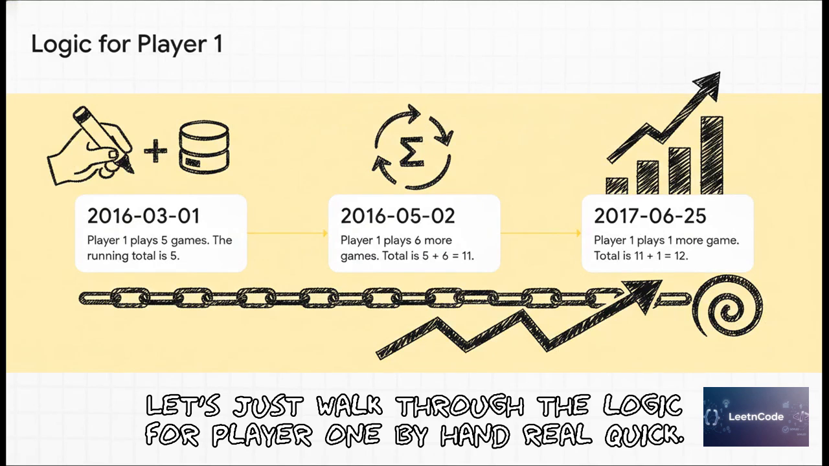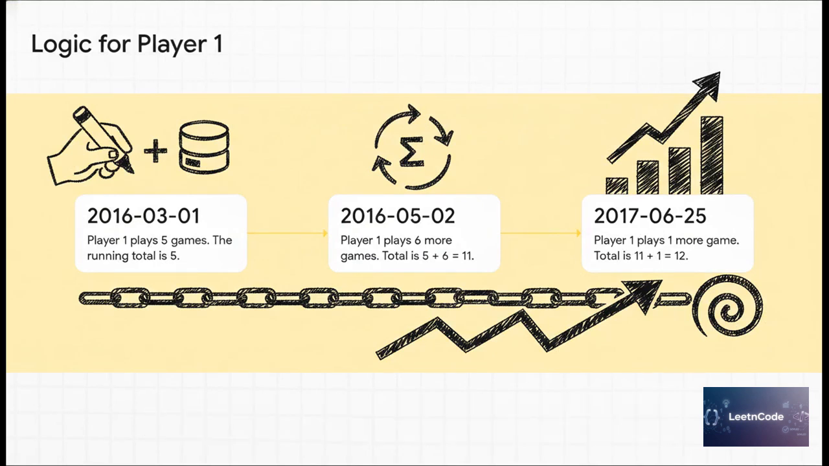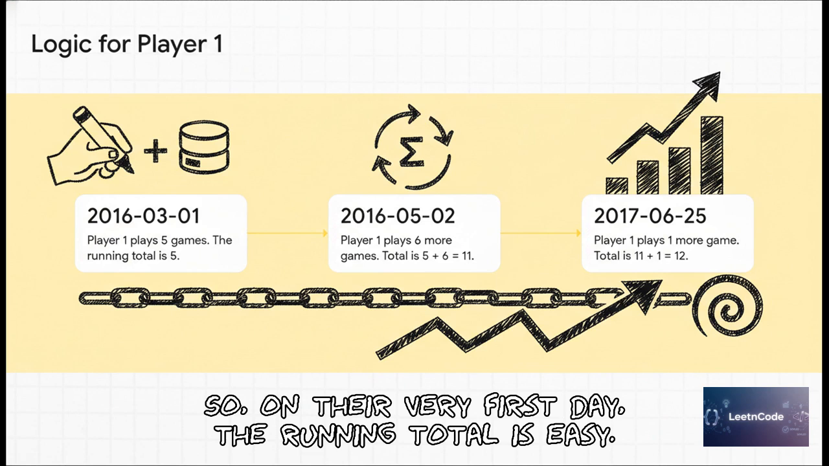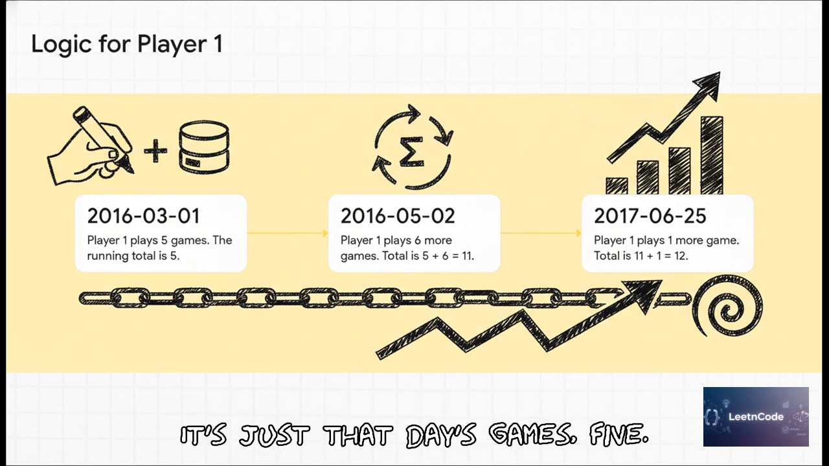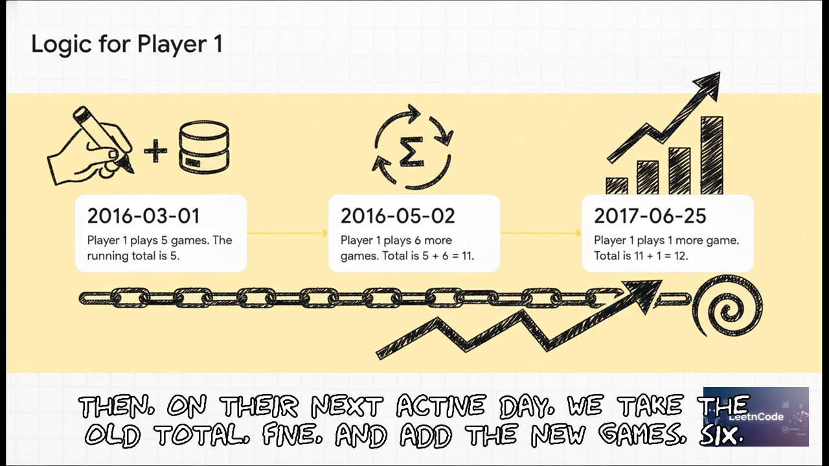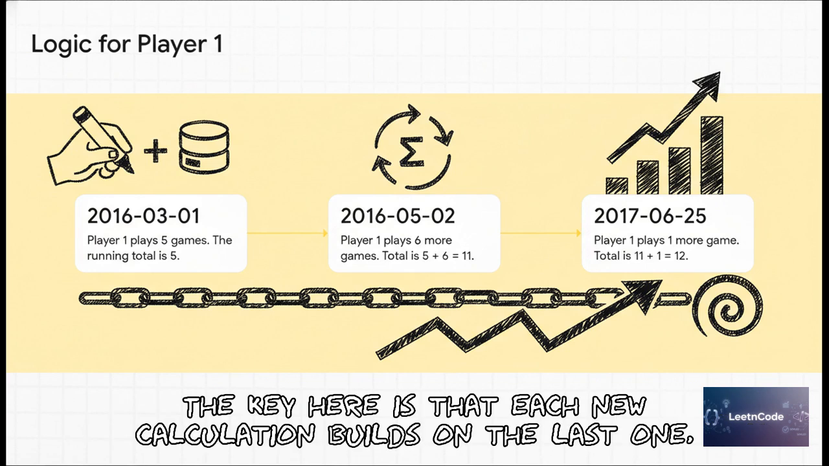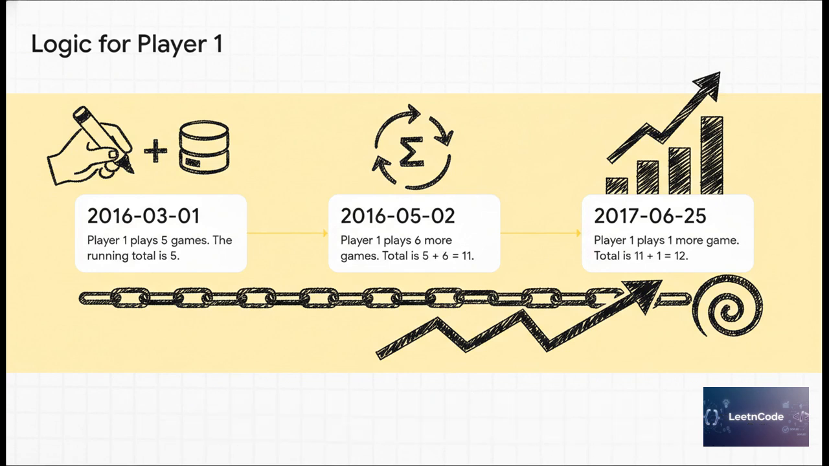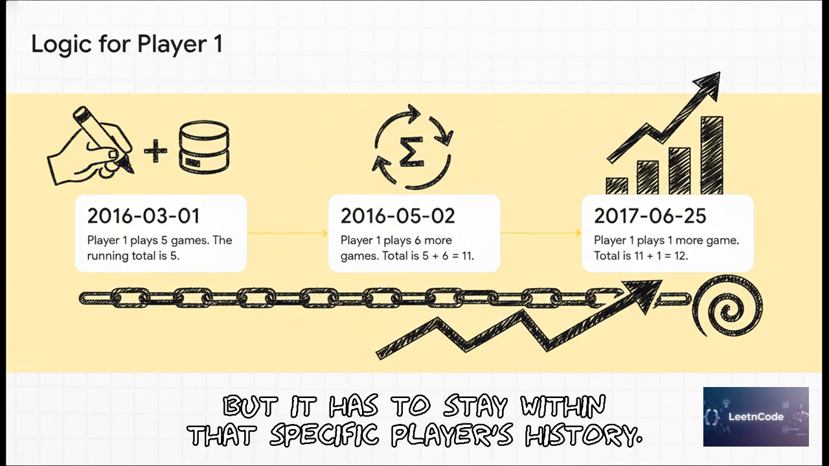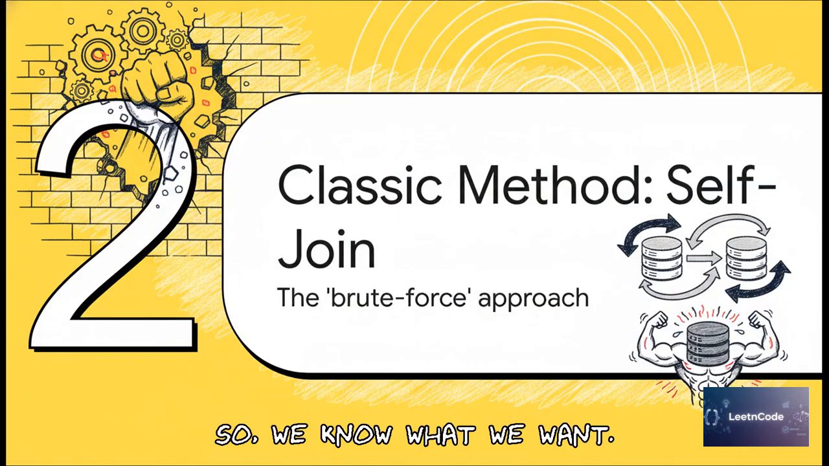Let's just walk through the logic for player one by hand real quick. So on their very first day, the running total is easy. It's just that day's games, 5. Okay. Then on their next active day, we take the old total, 5, and add the new games, 6. That gets us to 11. And on their third day, we take that running total of 11, add one more, and we end up at 12. The key here is that each new calculation builds on the last one, but it has to stay within that specific player's history.